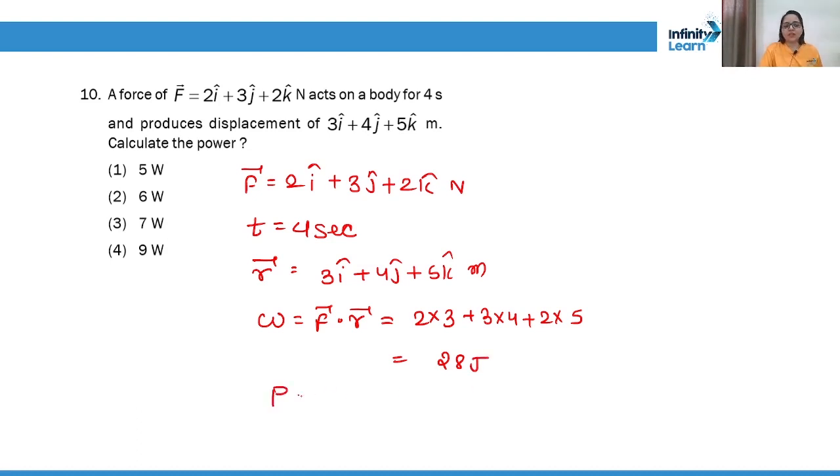So power is work upon time. So it is 28 divided by time, which is 4, that is equal to 7 watt. So the correct answer is option 3.